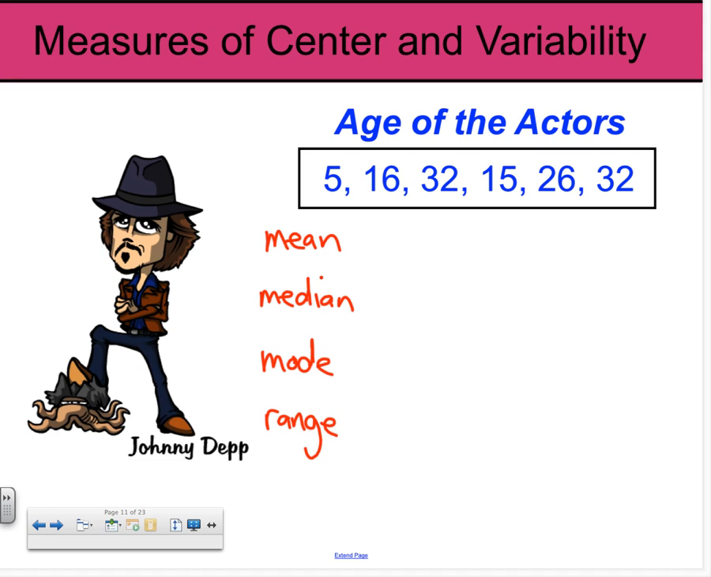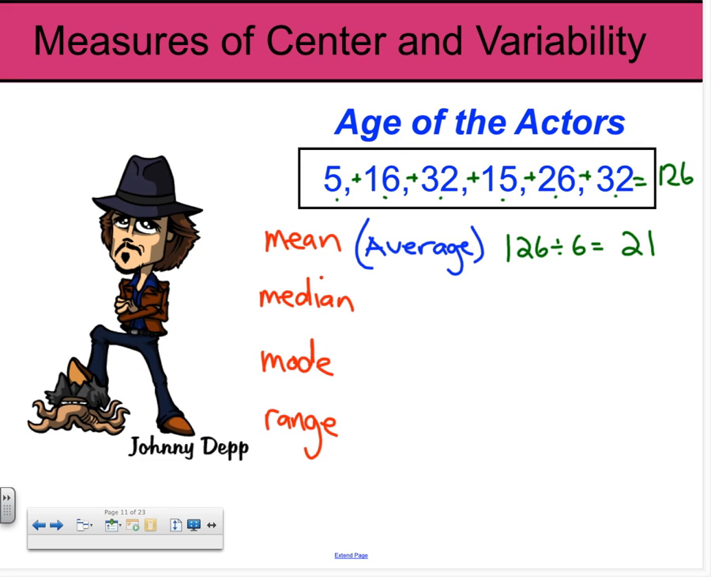The mean is another word for average. And if you've ever had to find the average of something, you simply add all the numbers up and divide by how many numbers there are. So in this case, we have 1, 2, 3, 4, 5, 6 numbers. If we were to add all these numbers up, we would get 126. And then if I did 126 divided by 6, because there are in fact 6 numbers, then the mean or average would be 21.